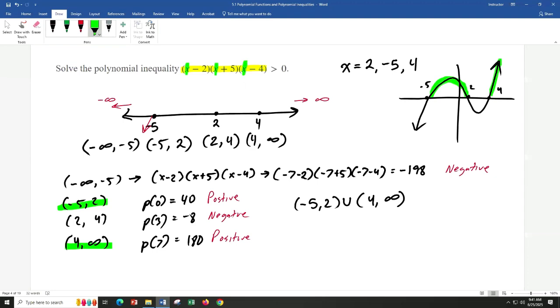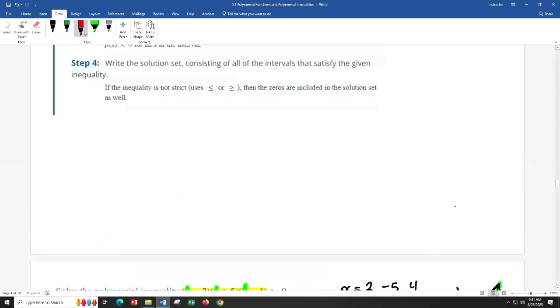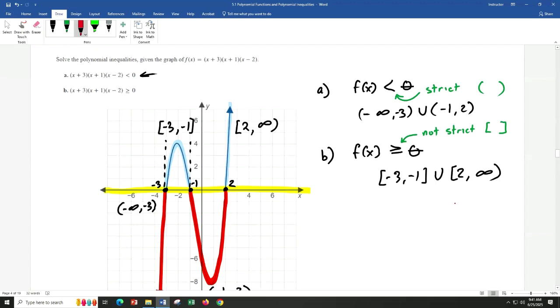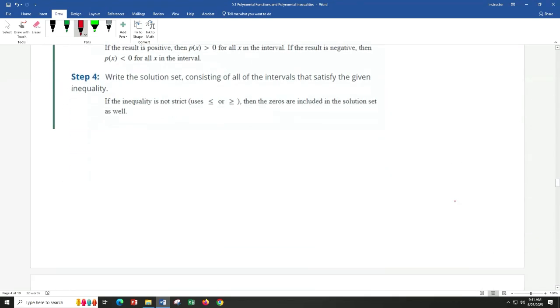But they gave me the zeros. So notice, just like on the last one, here, remember we did this one right here? Did I work out any math on that? No, I just found my zeros and there was a graph to look at, right? I did the same thing here.